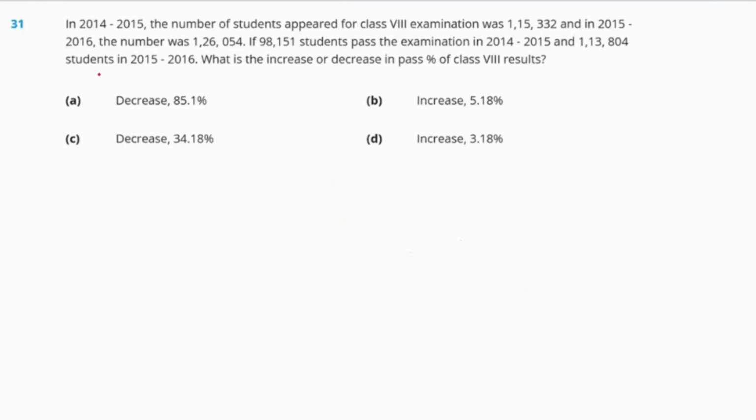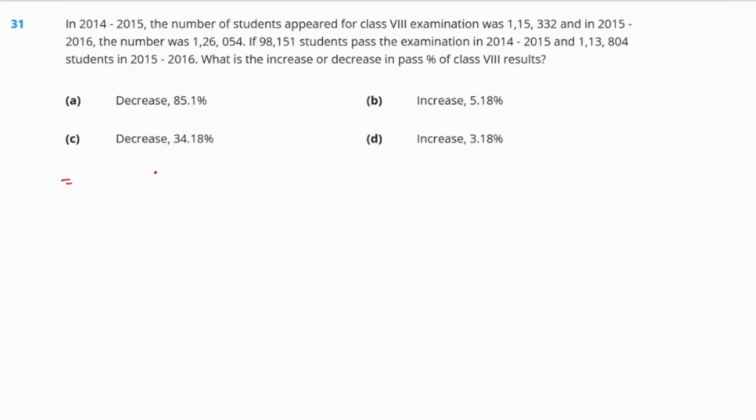Next question. In 2014-15, the number of students who appeared for the class 8 examination was 1,15,332, and in 2015-16 the number was 1,26,054. So if 98,151 students passed the examination in 2014-15 and 1,13,804 students in 2015-16, what is the decrease or increase in pass percentage of class 8 students?